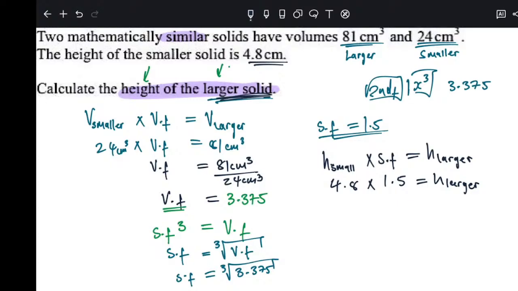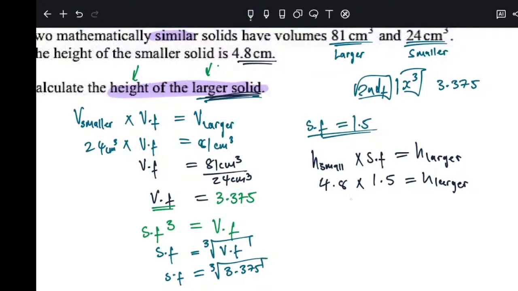What are we saying? What is 4.8 times 1.5? What do you get? You'll be now done, eh? What is 4.8 times 1.5? 7.2, and this is centimeters. It's equal to the height of the larger.